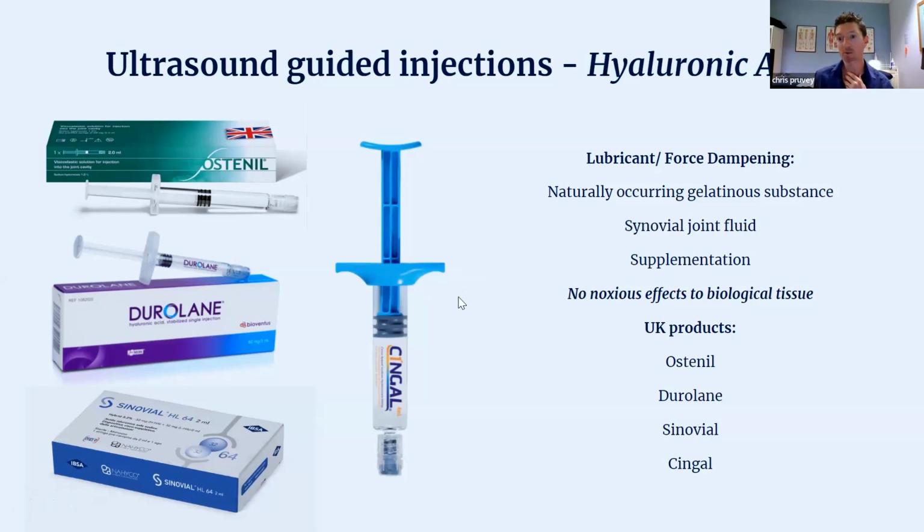We know there's something in it. People tend to do quite well, but I can't tell you that Synovial or Durolane or Ostenil or Cingal will be better for someone than another product. They're essentially the same material, but they have different molecular chain lengths and so on, which may make a difference in terms of our enzymes. We've got an enzyme which breaks down this product pretty readily in joints, so it may stay there for longer. And yeah, we don't know which is best really. So just being honest with that.